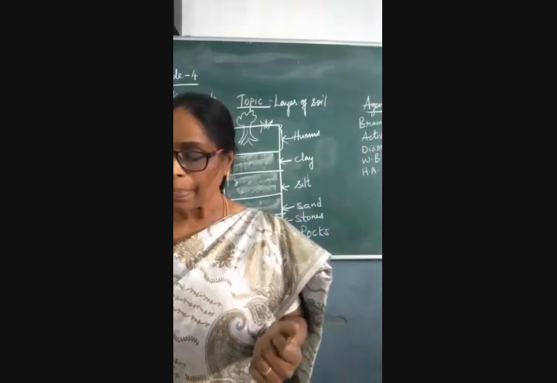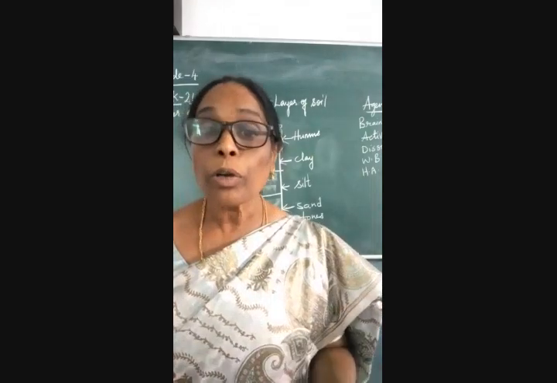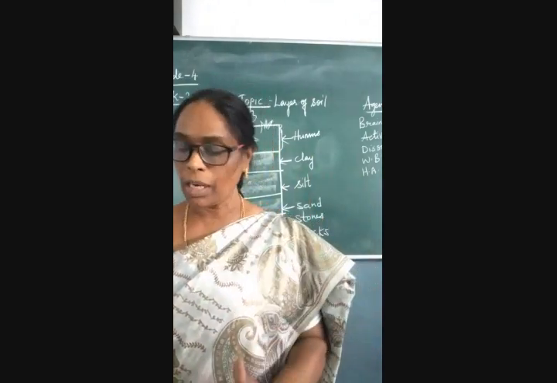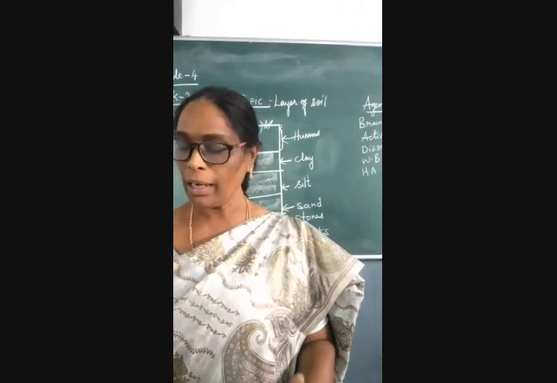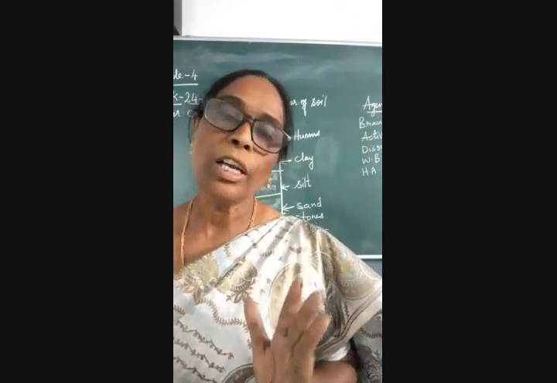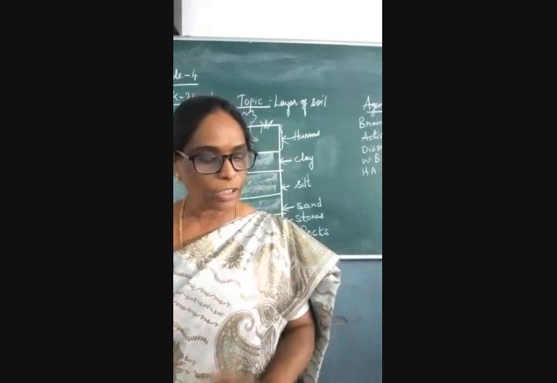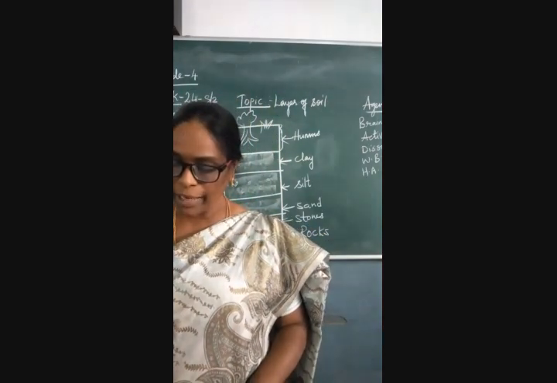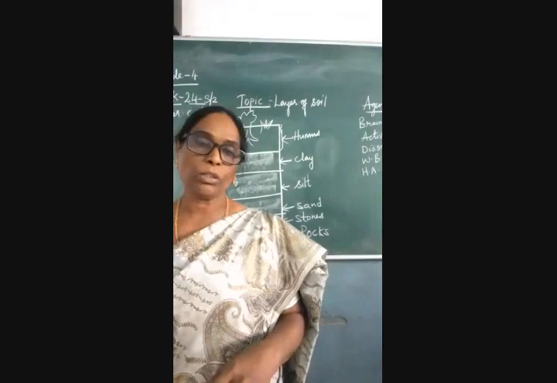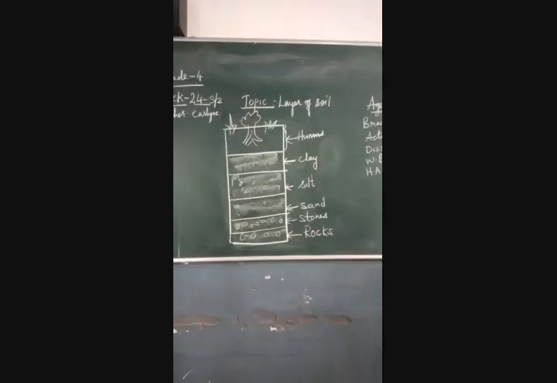Plants would not grow properly without this layer. So we have to add humus to the soil as manure for plants to grow with fertility. This answer you have to write. So which is the most important layer of the soil for plants? What would happen without it? Just now I explained.